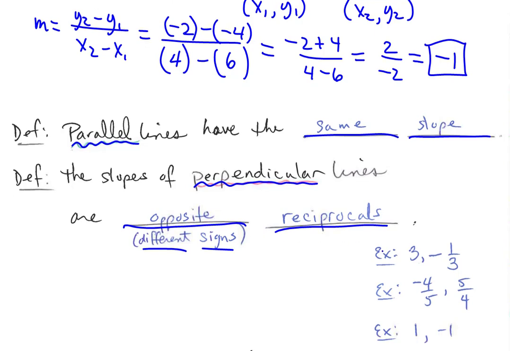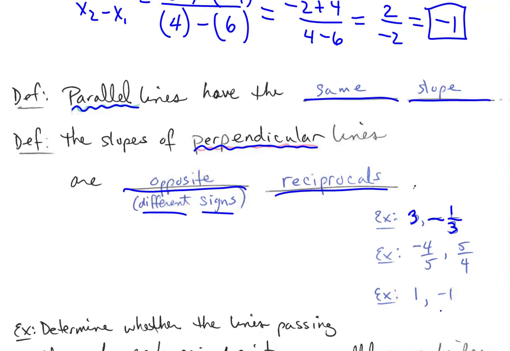So let's get down to some examples of this. Remember, if you had 3, then the opposite of 3 would become negative, and the reciprocal would be flip it over, so 1 over 3. So an example set of opposite reciprocals would be 3 and negative 1/3. The signs are different, and they're flipped over.